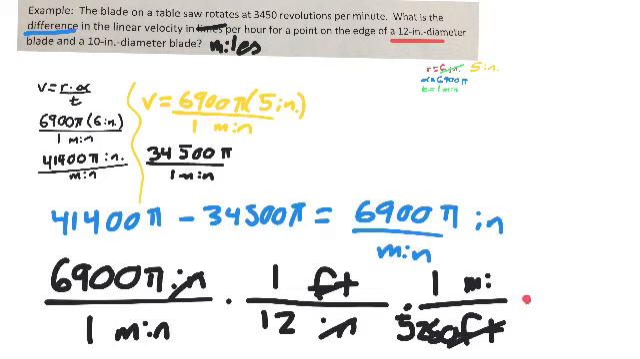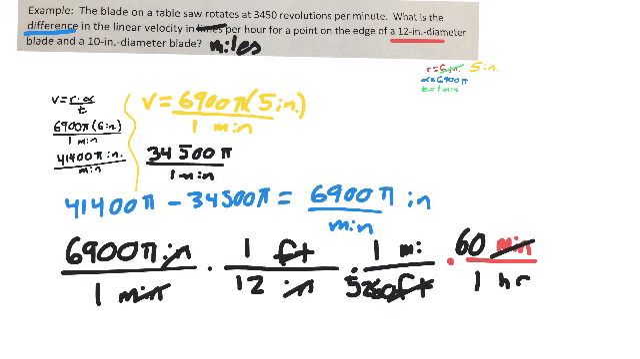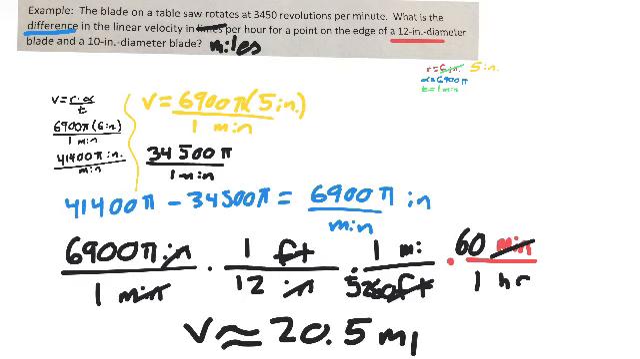And now I want to go from minutes to hours. So I put minutes in the numerator. That way I get my minutes to cancel. So hours goes in the denominator. In 1 hour there are 60 minutes. So we do the same multiplication again. 6,900 pi times 60 divided by 12 divided by 5,280. And when I do that, I find the linear velocity to be approximately 20.5 miles per hour.